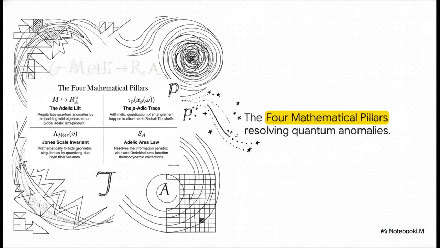We've covered some incredibly heavy mathematical ground today, so let's celebrate a bit by quickly reviewing the 4 elegant pillars we just traversed. We saw the Adelic lift regularize quantum anomalies. We saw the p-adic trace mathematically trap entanglement in ultrametric shells. We saw the Jones scale invariant forbid geometric singularities. And finally, we saw the Adelic area law resolve the information paradox through exact thermodynamic corrections. These 4 pillars literally rescue quantum reality from infinite chaos.